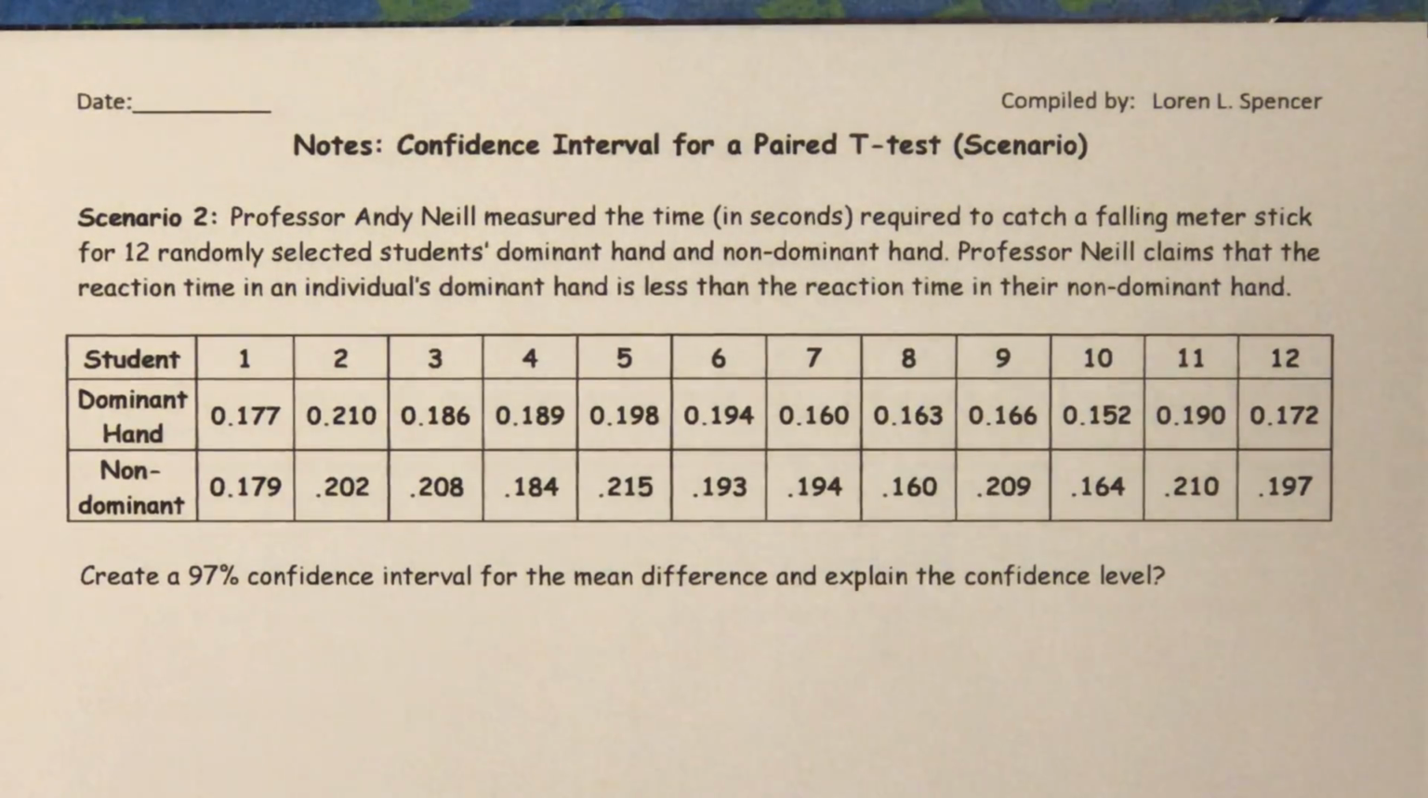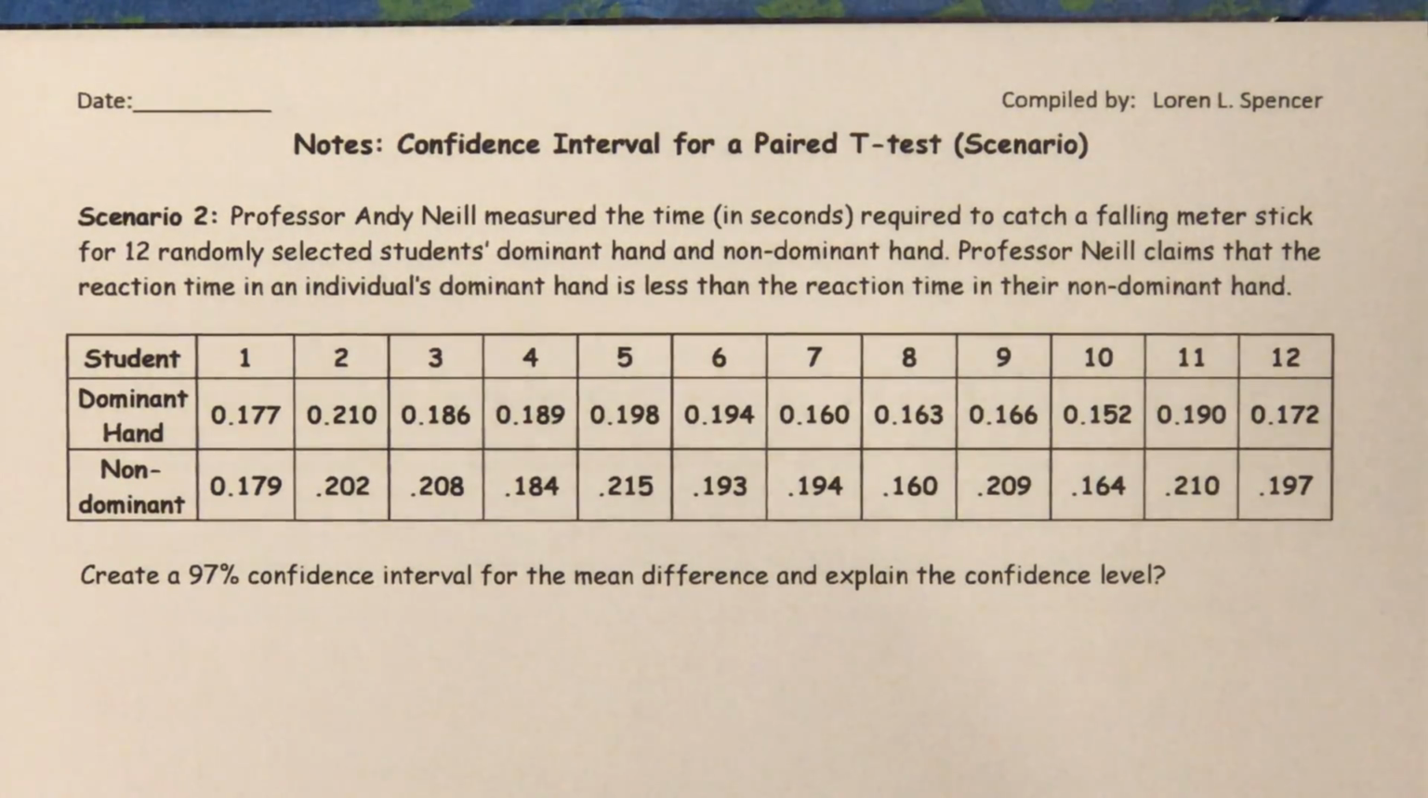Okay, now we're looking at a confidence interval for a paired t-test. This is the same scenario as the one for the hypothesis test, so I'm not going to read the scenario. But again, they're just trying to figure out where the actual population mean lies, because all we have is a sample.